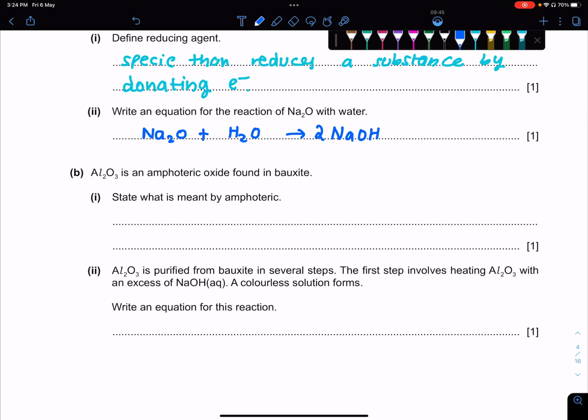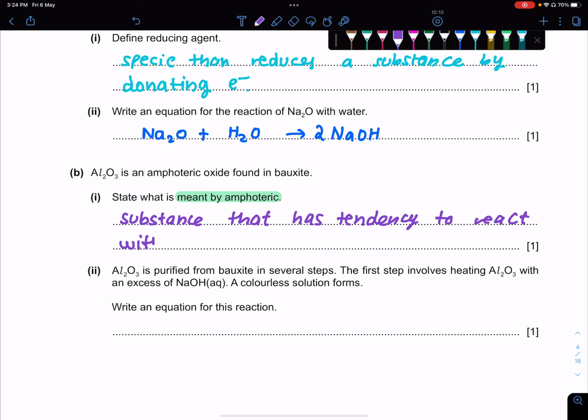Al2O3 is an amphoteric oxide, and it is found in bauxite. What is meant by amphoteric? A substance that has the tendency or ability to react with both acids and bases, right?